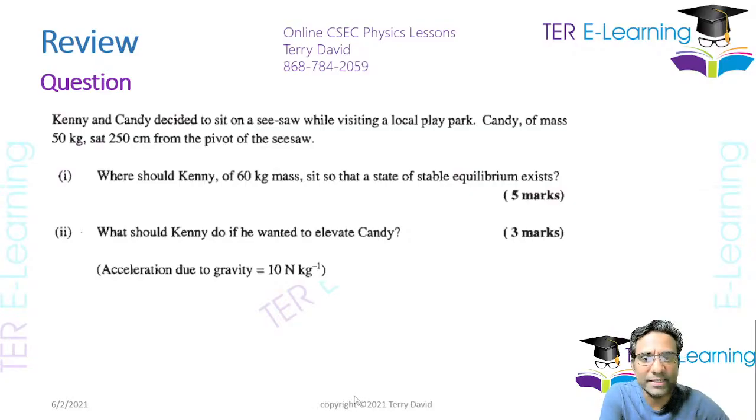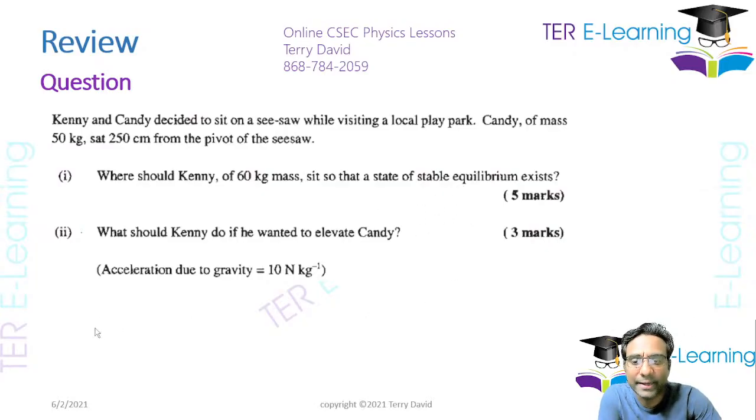So we have a next example here, right? Forgot to write down what year it was, but there's the next one here. So you have Kenny and Candy, who decided to sit on a seesaw while visiting a local play park. These are past exam questions, by the way. Candy has a mass of 50 and she sat 250 centimeters from the pivot of the seesaw. Where should Kenny, who is 60 kilograms, sit so that there is a state of equilibrium?